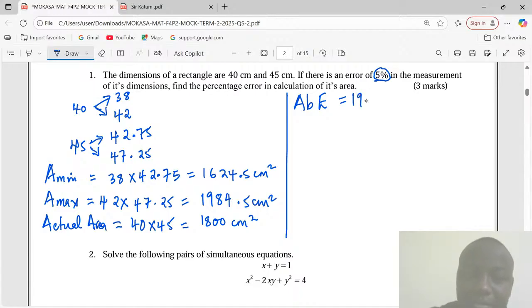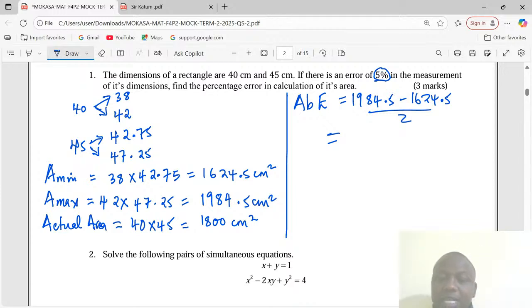So 1984.5 minus 1624.5. Then we take the average. So let's take now the average of 1984.5 minus 1624.5. So I'm getting 360 over 2. This gives us 180.